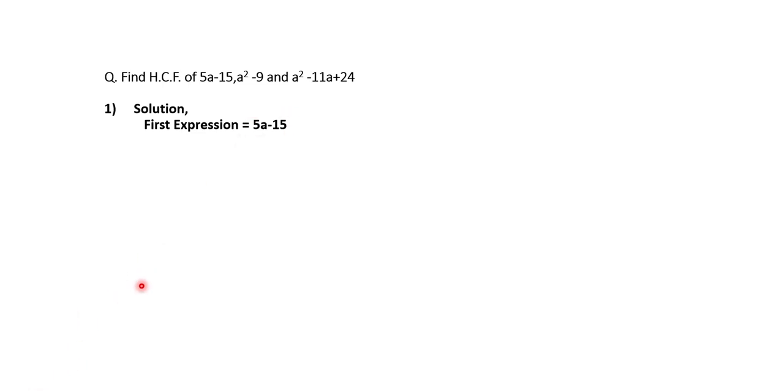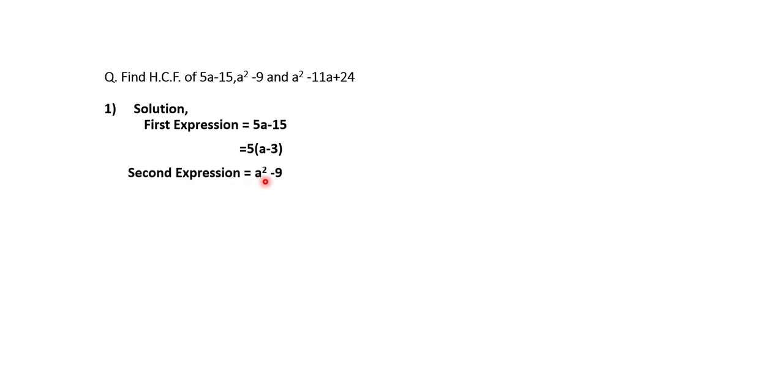Now, in these two terms, there is 5 common. I have taken 5 common here. Then remaining in the bracket is a and 5 3s are 15. That's why from this 15, 3 is remaining there. These two are the factors of this expression. Now let's move to the next expression. This is the second expression, okay?